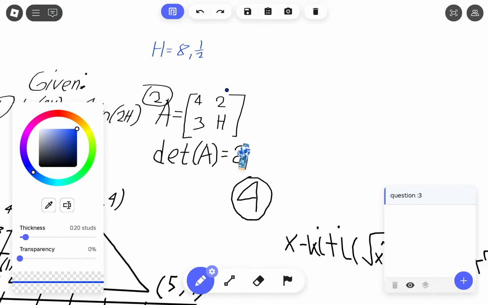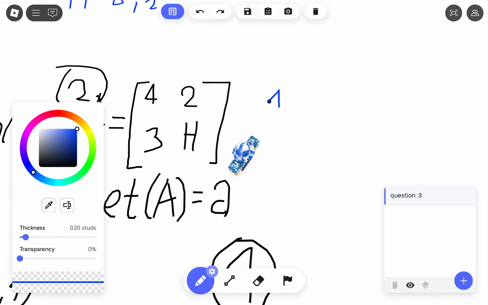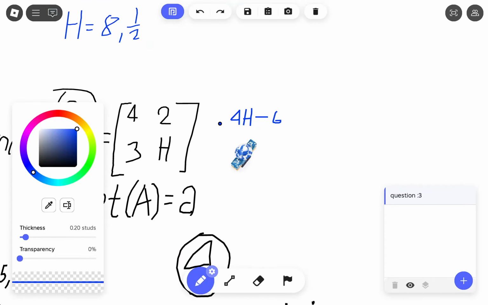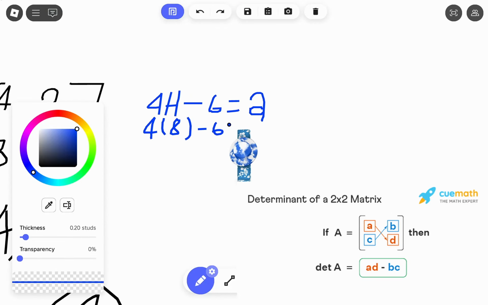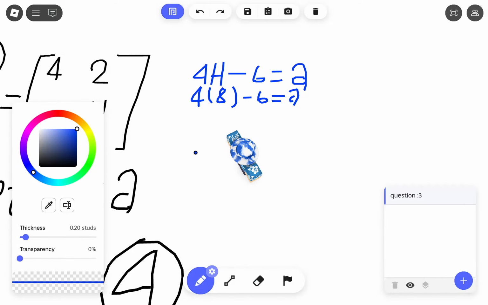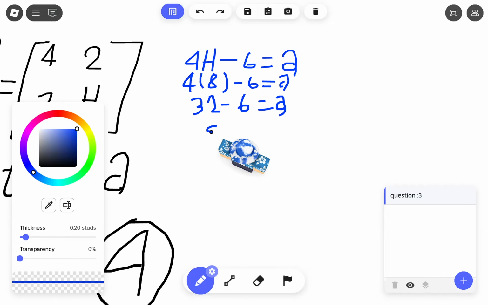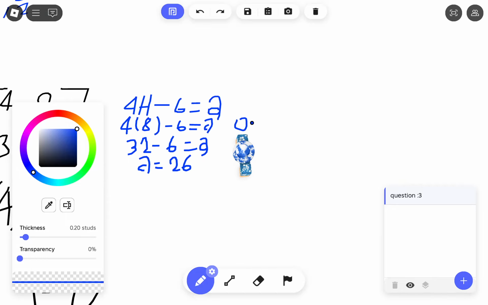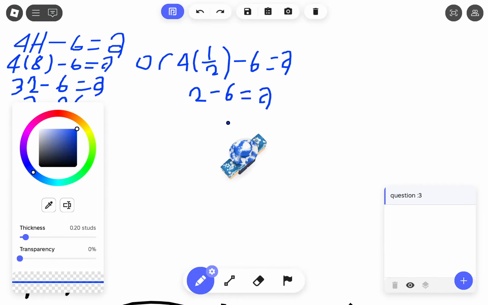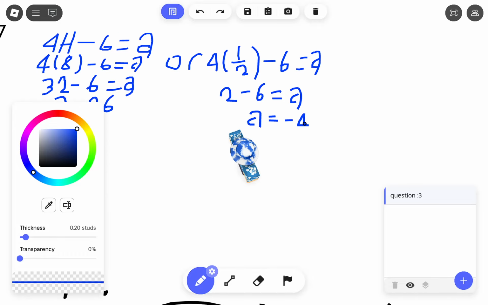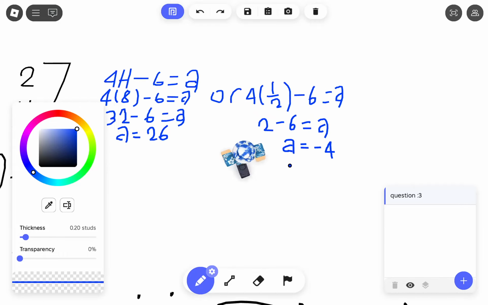Now, using the value of H we found, solve for a. First, calculate the determinant of A using the AD minus BC formula, then set it equal to lowercase a. Now calculate the two cases of a, when H is equal to 8 and when H is equal to 1/2. So our values for a are 26 and -4.